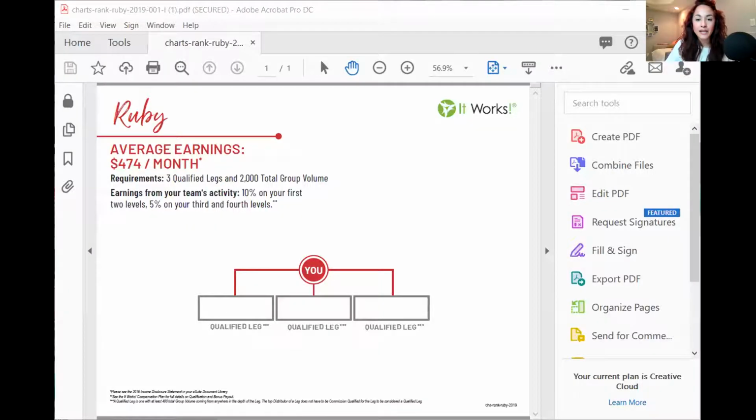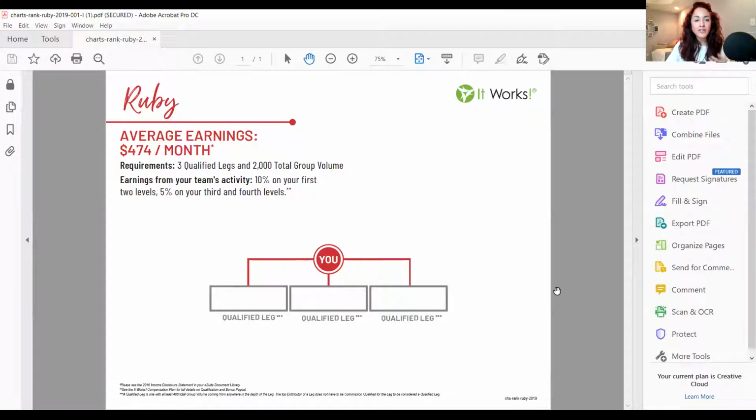So let me share this with you. So this is what it looks like. This is the Ruby chart. The average earnings of a Ruby is about $500. So if you joined this business because you want to make about $500, then this is what you need to be aiming for.